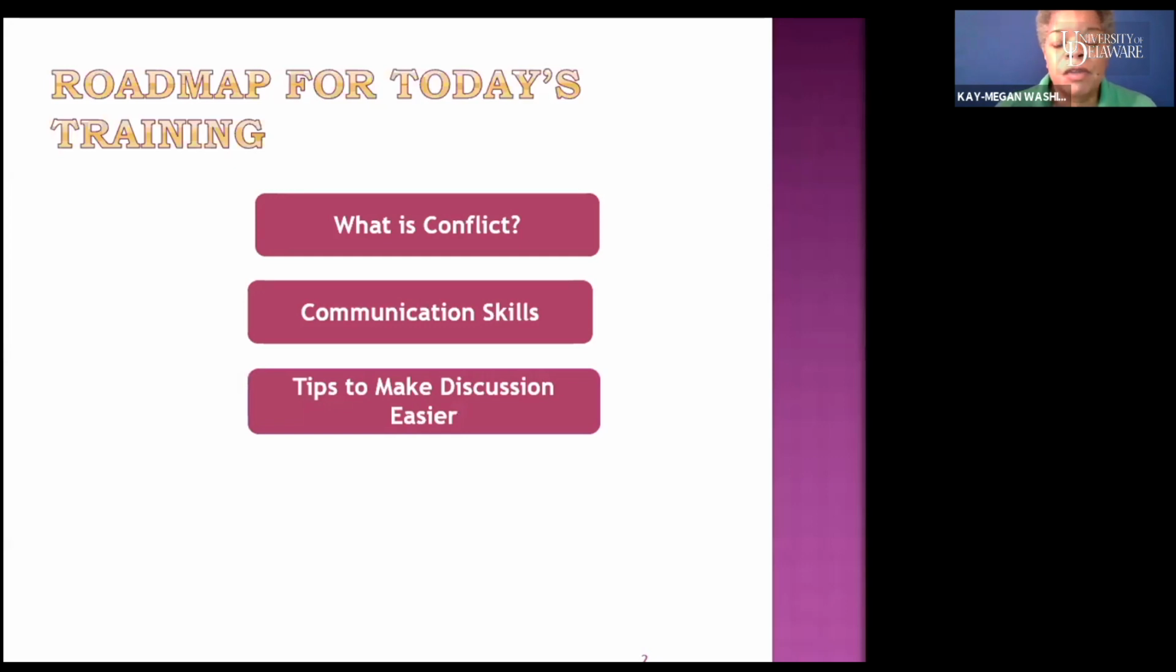So, just a little roadmap for the things we'll be talking about. When I say that I run an agricultural conflict resolution program, a lot of people aren't entirely sure what I mean by conflict, or they may have ideas about what conflict means. So I want to talk about that a little bit. We're talking about communication skills. How do you talk to people about things? Which seems like a strange thing to discuss because we talk about things all the time, but we don't always discuss how to talk or the most effective ways to talk about specific things. And then tips to make this discussion, which can be very difficult, easier.